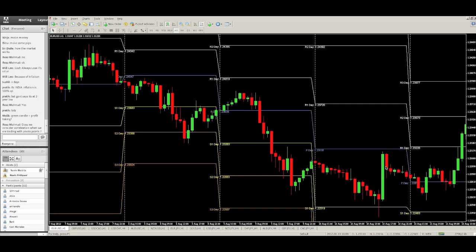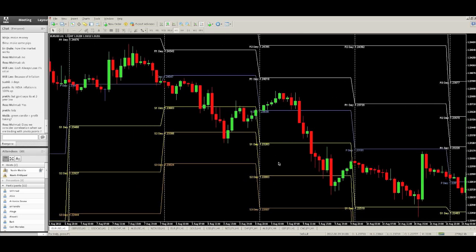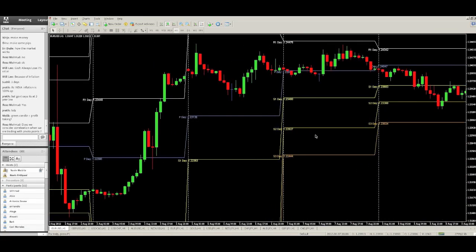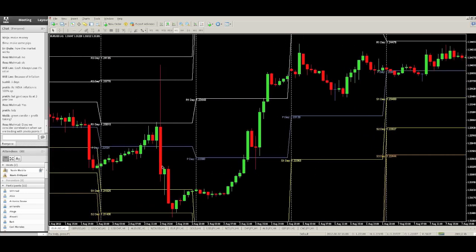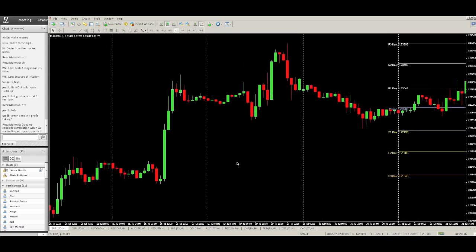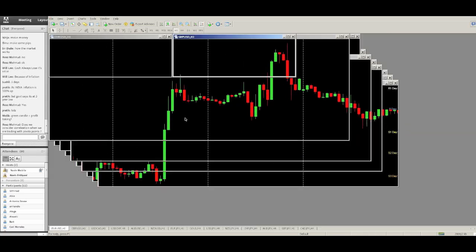Okay, another rule of thumb. Never trade on moving data. Whatever happens, wait for the candle to close and open on the next candle. Never trade on moving data. All right, now let's take a look at another pair.